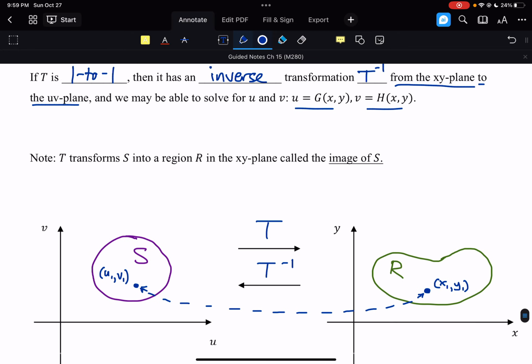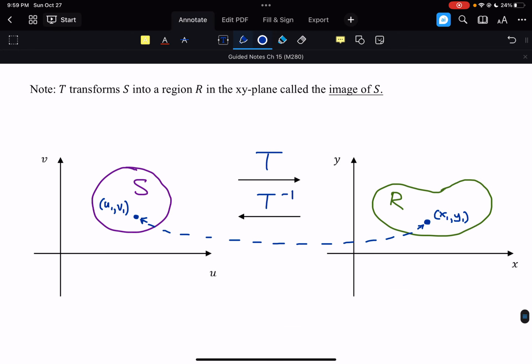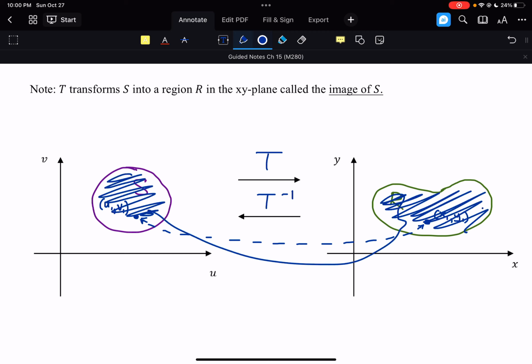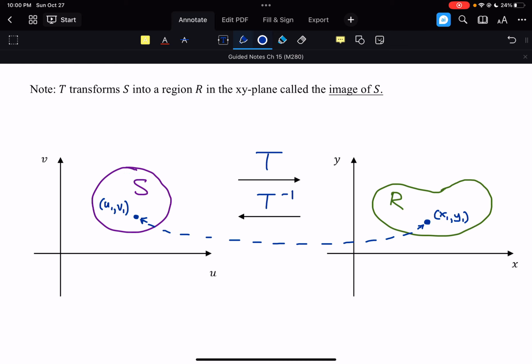So let me pull up my visual here. We have the region S in the UV plane. Here's a point U1, V1. We use T, the transformation, to go to R. This is a region in the XY plane. Here's our point X1, Y1. We could then go back using T inverse if we know that it is 1-to-1. And from here, we could take every single point in S, transfer all of those points over to R, and we would have our transformation. These two regions, even though they don't look exactly the same, they represent the same thing, and all of the points of this one would get transformed into all of the points of this one. So that's the relationship that we're establishing.